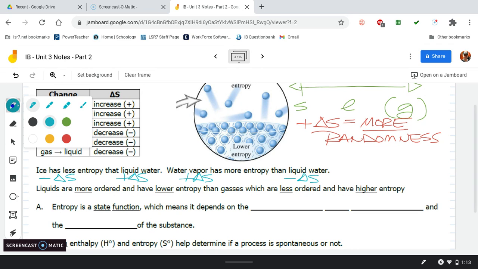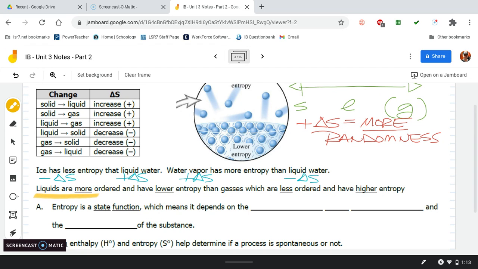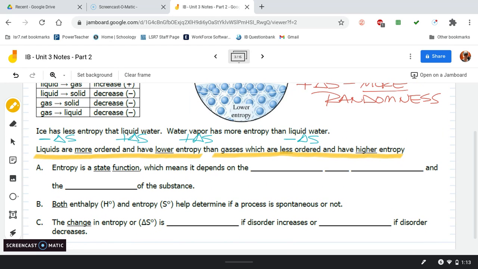Right here, it says liquids are more ordered and have a lower entropy than gases, which are less ordered and have a higher entropy. So it's all about that delta S sign. Okay, entropy is a state function, so it depends on the state of matter. That's why we're looking at solids, liquids, and gases.